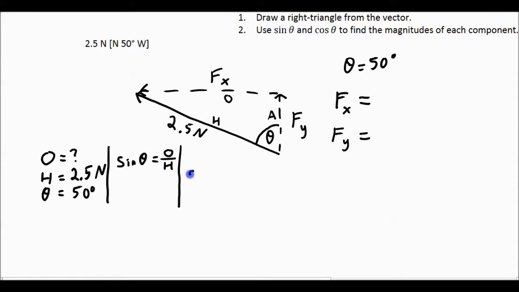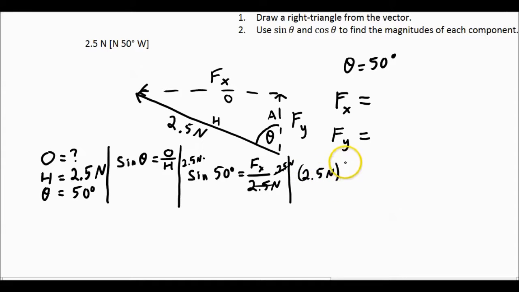Now here we substitute. We're going to have to multiply both sides by 2.5 newtons. Those will cancel out. And so here we get 2.5, I'm going to use parentheses. And so it turns out that 1.9 newtons is our Fx.